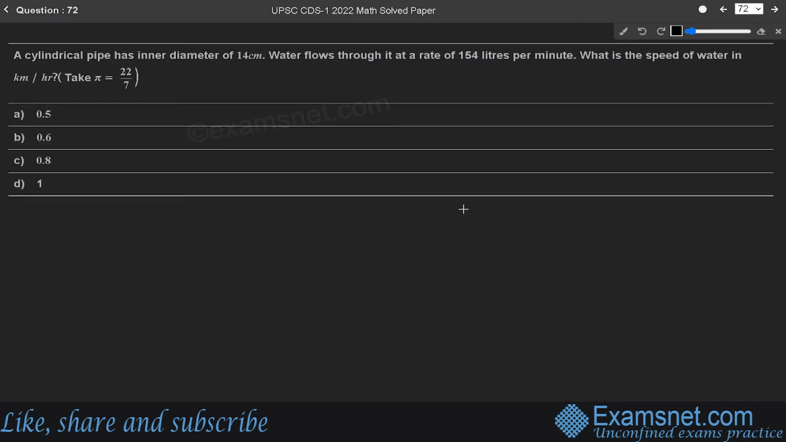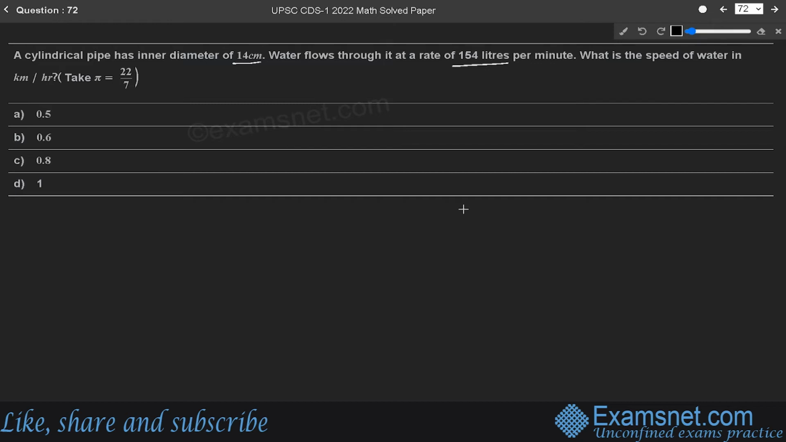Next question is, a cylindrical pipe has inner diameter of 14 centimeter. Water flows through it at a rate of 154 liters per minute. What is the speed of water in kilometer per hour? Take pi is equal to 22 by 7. This is a question from surface area and volumes, and it is a very important topic. Given values are inner diameter, which is 14 centimeter, and rate of the water flow, which is 154 liter per minute.